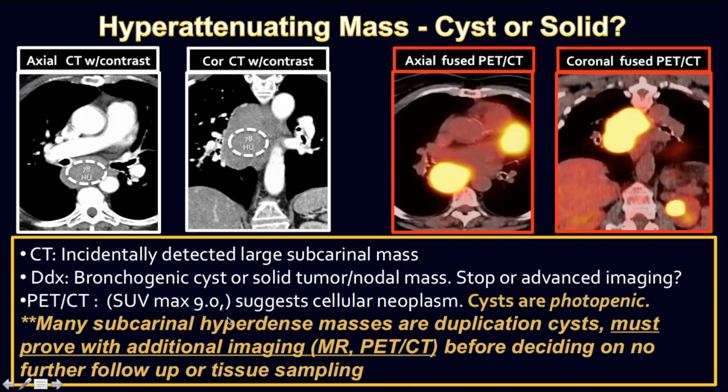So the point of sharing these two cases is that many subcarinal hyperdense masses will be duplication cysts, but you must prove that with additional imaging of some kind, either MR or PET CT, before deciding on no further follow-up or tissue sampling, or occasionally you will miss an aggressive mass like this, which will have implications for your patients.